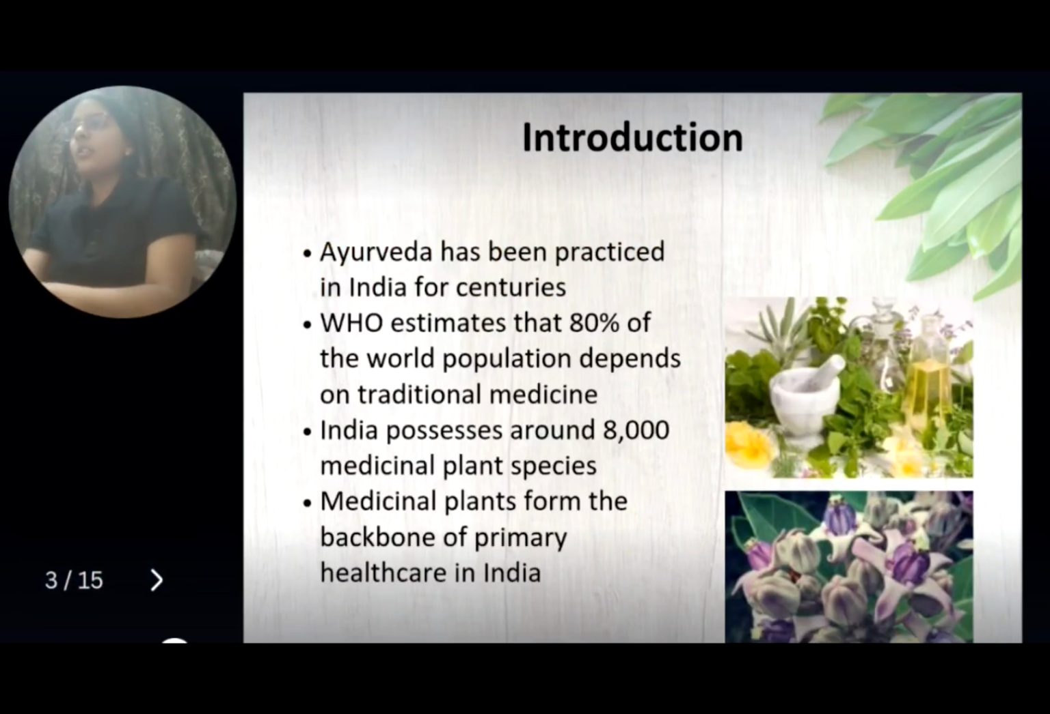So, in the introduction, we will go with that Ayurveda has been practiced in India for centuries. WHO estimates that 80% of the world population depends on traditional medicines. India possesses around 8,000 medicinal plant species. Medicinal plants form the backbone of primary healthcare in India.